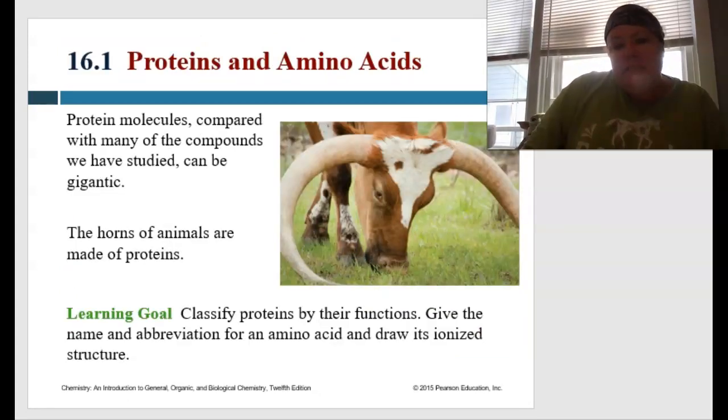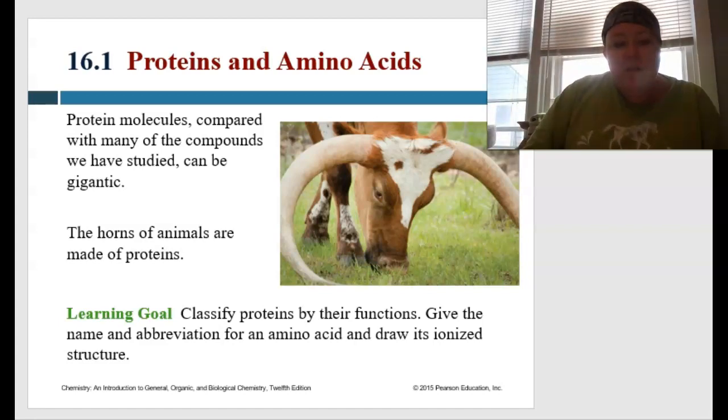So, proteins and amino acids. Protein molecules, when compared with many of the life compounds we have studied, can be gigantic. Remember, a lot of the things we've been studying are micro. Well, amino acids can be really big, okay? For instance, one thing that you can actually physically look at and feel is the horn of animals, which are made of proteins. And that's a really big one on this longhorn cow.